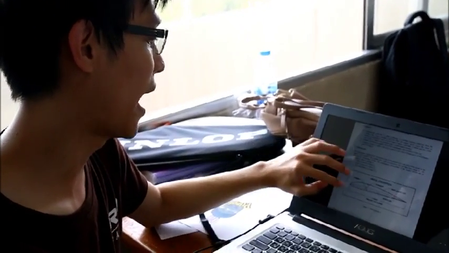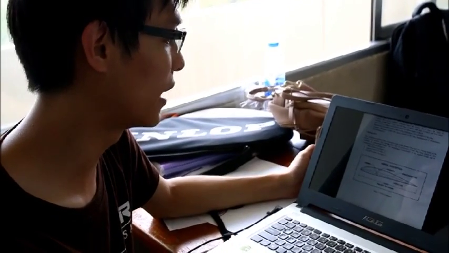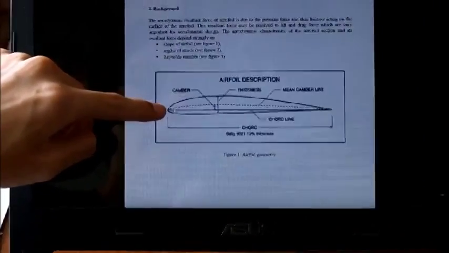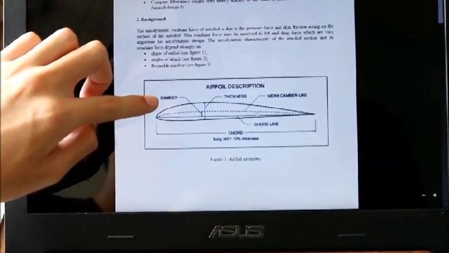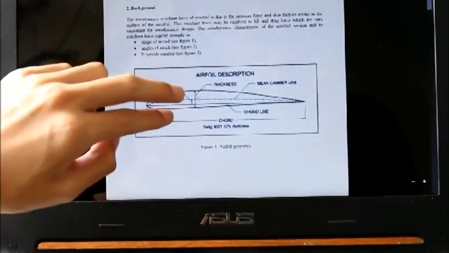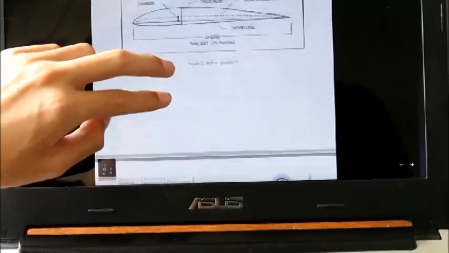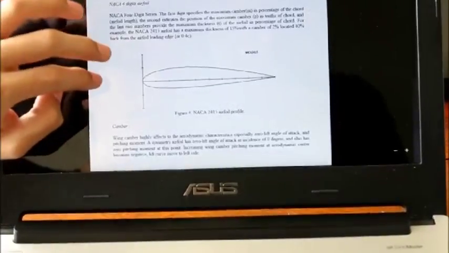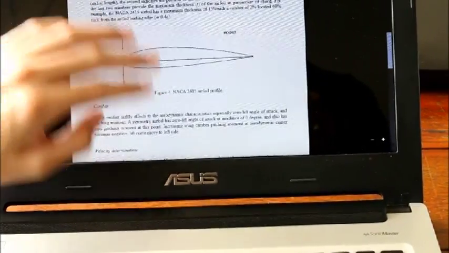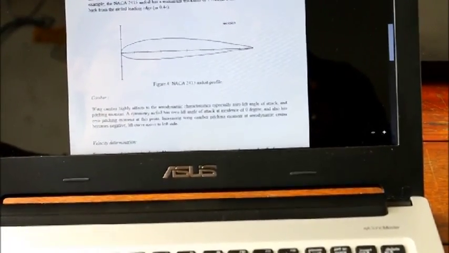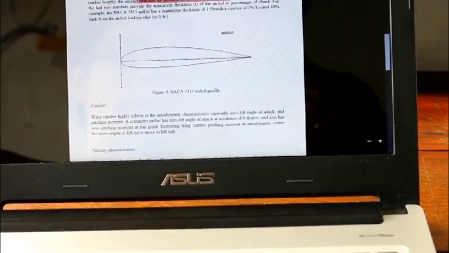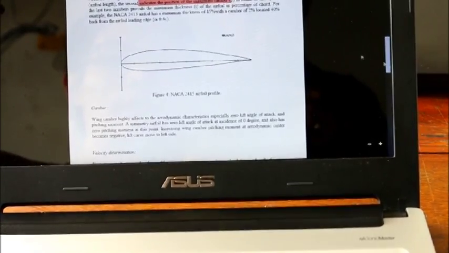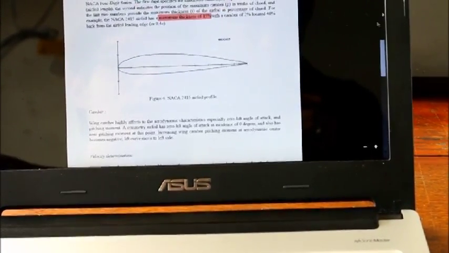Here is the airfoil. The airfoil contains 4 components, which is the chord line, the horizontal line here, and the mean camber line, which is the dashed line here. The length between chord line and camber line we call camber, and the thickness is this length. Now we will introduce the NACA 4-digit series, where the first digit is the maximum camber, the second digit indicates the position of the maximum camber, and the last two digits are the maximum thickness of the airfoil.